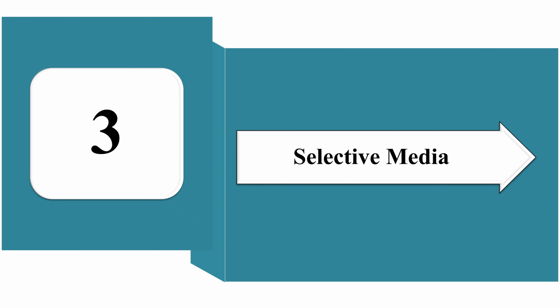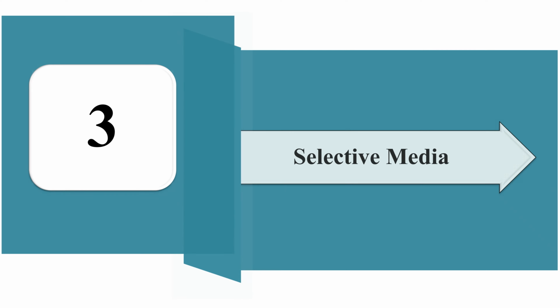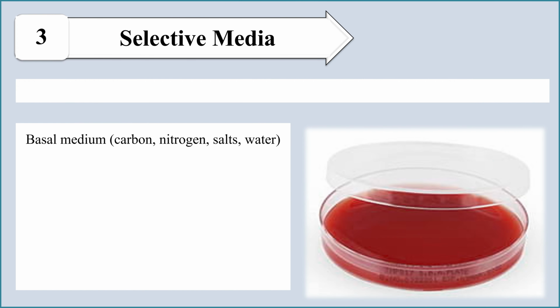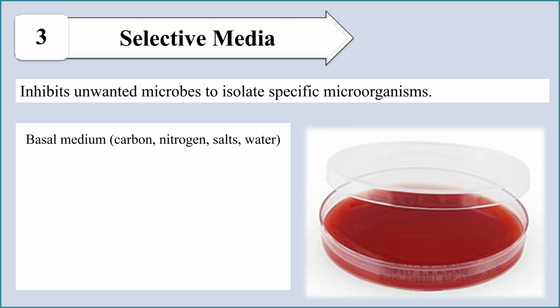What is selective media? These are the media that will inhibit the growth of unwanted microbes, and will allow the growth of a specific microorganism which is specifically required to be isolated. So this medium will contain basal media, which contains carbon, nitrogen, salts and water, and then it will contain additional elements or nutrients that will specifically inhibit the growth of other microbes and will allow the growth of the specific organism which is to be identified or isolated.